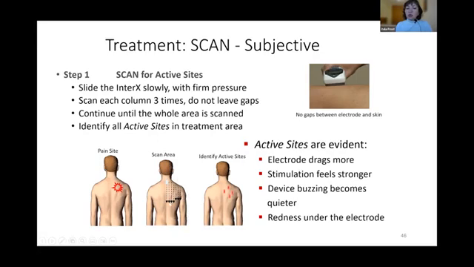On this diagram, we're just showing half of the shoulder, yes? It's just for the example only. So you scan all the area, and what you're looking for are active sites, and they are evident by, first of all, the electrode is going to stick to the skin in certain areas. So this drag sensation. Then the patient gives you feedback and says, oh, here, I really feel here, yes? Strong sensation. And then listen, always listen to your device. Where the device goes quiet, there is a problem. And then often after a couple of strokes, you see redness appears under the electrode.